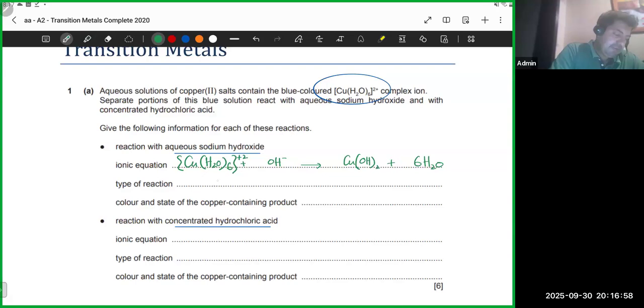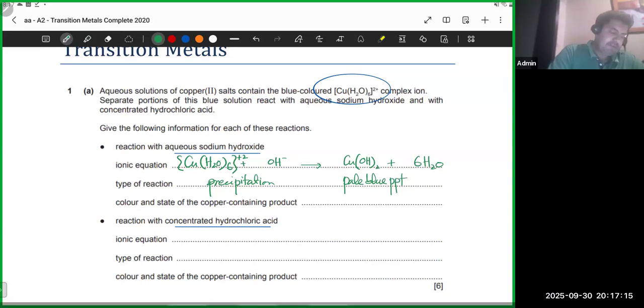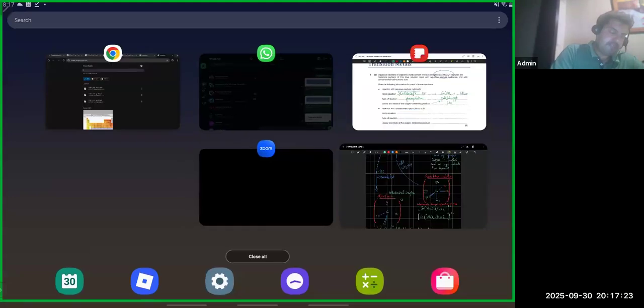And this particular reaction is known as precipitation, or ionic precipitation, because a solid pale blue precipitate is going to be formed. Right? So for the color and state of the copper-containing product, it's a pale blue precipitate, it's a solid, right? That's the answer to this part. All of this is going to be written in the notes.